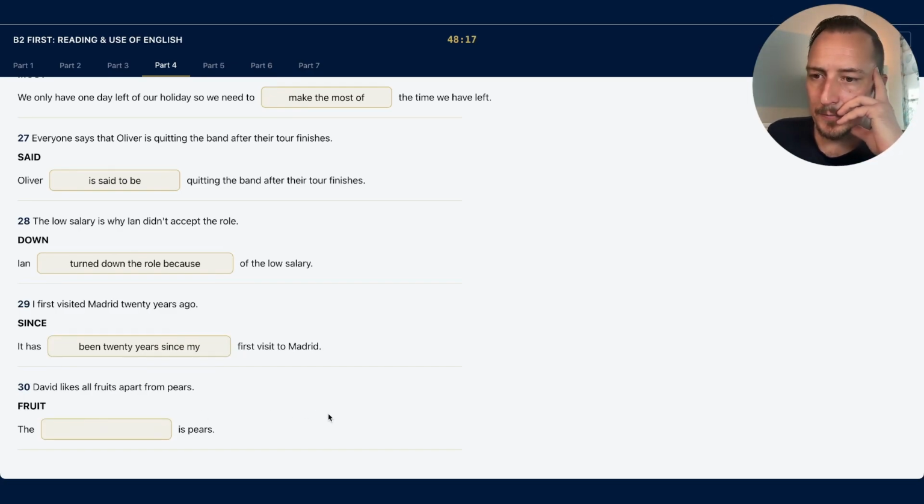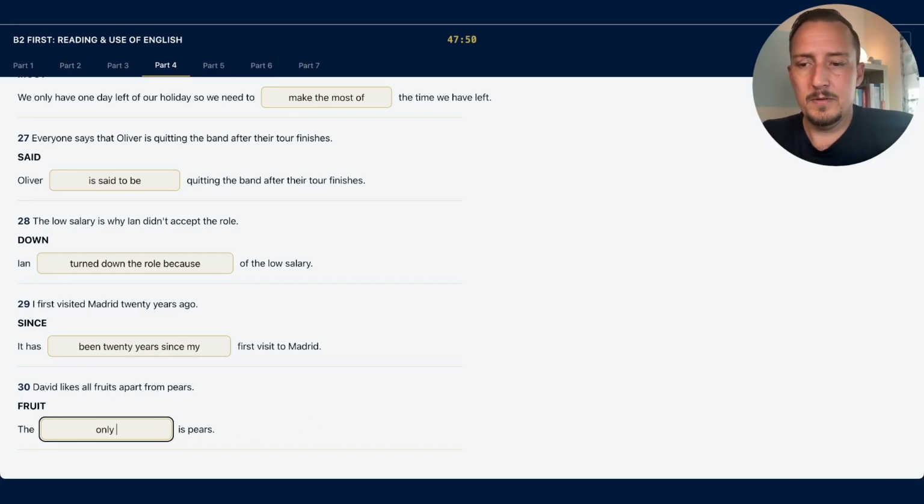Okay, last one. David likes all fruits apart from pears. All fruits apart. Oh gosh, this is hard. Honestly, I've shown this to native speakers, this task type, part 4, and even they have real difficulties with this. So please don't worry if you find this challenging. David likes all fruits apart from pears.